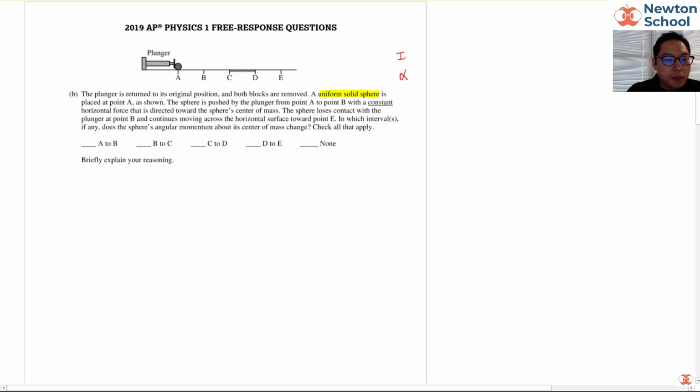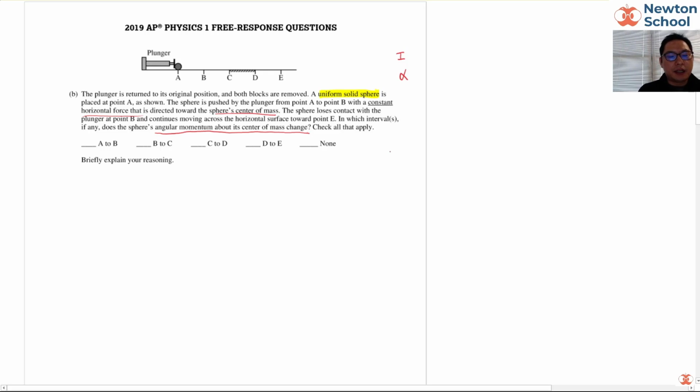It is placed at point A. The sphere is pushed by the plunger, same scenario as before, and a constant horizontal force is directed towards the sphere's center of mass. The sphere loses contact with the plunger at point B and continues moving across the horizontal surface. In each interval, if any, does the sphere's angular momentum about its center of mass change?